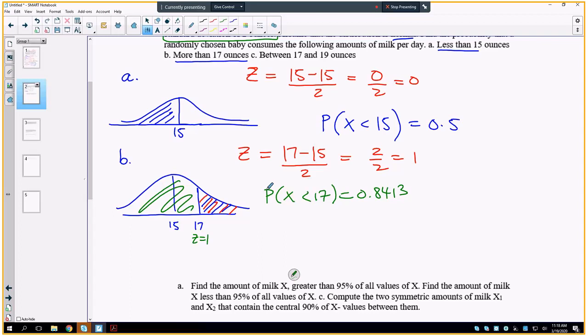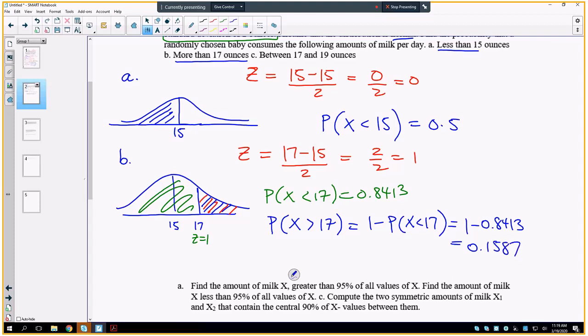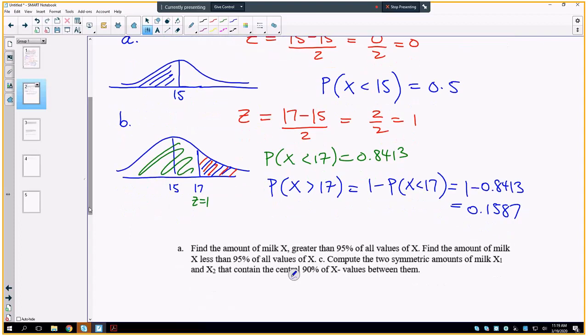My number should always be between 0 and 1. Since what the problem actually asked is the probability that x is more than 17, that's just 1 minus the probability that x is less than 17, which is 1 minus 0.8413, which is 0.1587. So part B is taken care of. Let's see if we can squeeze in a part C.